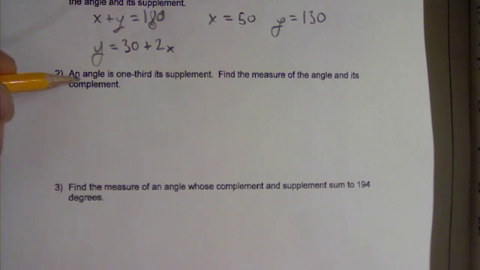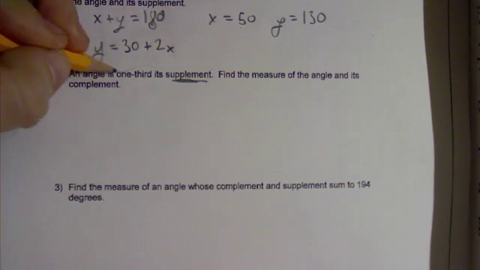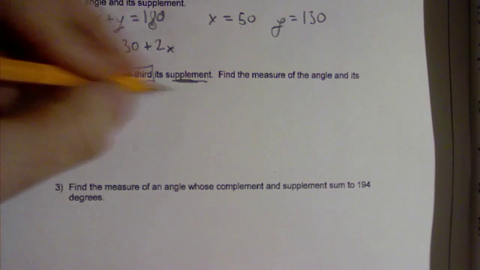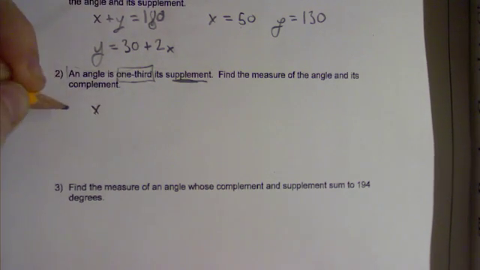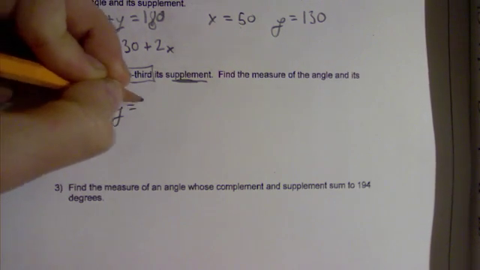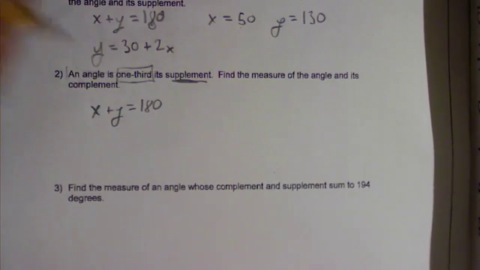An angle is 1/3 its supplement. Find the measure of the angle and its complement. Well, let's start out by just looking at this first sentence here. I'm dealing with a supplement, and 1/3 is another important piece of information there. If it's a supplement, I'm going to be doing, again, 2 angles, and those 2 angles are supplementary, so they add up to 180.